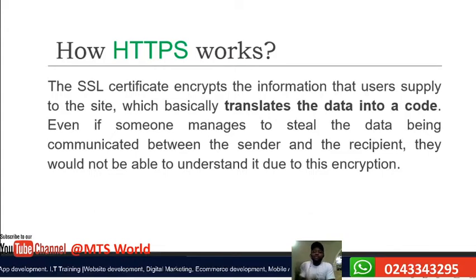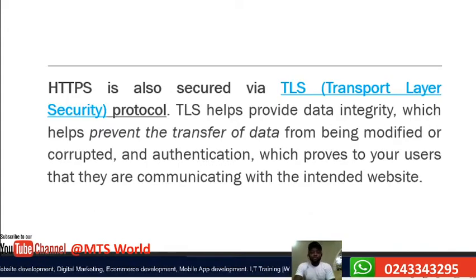So even if someone manages to get hold of that information, since it has been encrypted using a cipher to translate it into a code, the person may not be able to understand what it says, because the password ABC123 can turn into XYZ JWM equals dot and other things. The person cannot understand it.